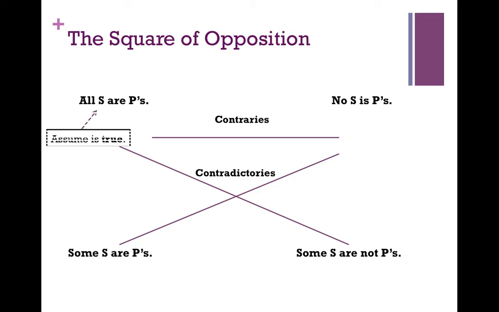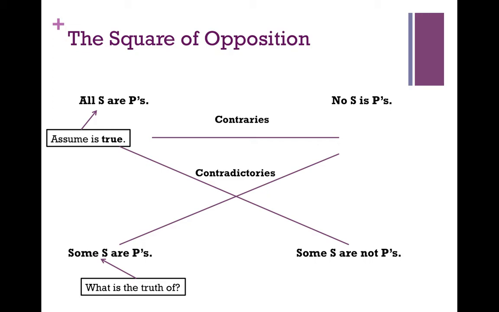All right, well, let's continue. And now we're going to assume that an A form proposition is true. And if we assume that, then what can we know about an I form proposition? What is the truth of it? And here, let's just assume, let's say all the students in the class are smart. Well, does that imply that at least some of them are?